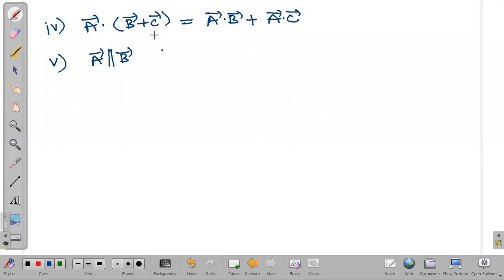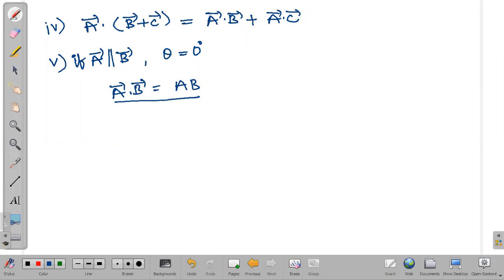So the angle between them will be 0 degrees, right? Now, if A bar and B bar are parallel, the angle between them becomes 0 degrees. Cos 0 will become 1. So A bar dot B bar will be maximum. A bar dot B bar is equal to AB cos 0, and cos 0 is 1, so AB. So this is maximum. Okay.